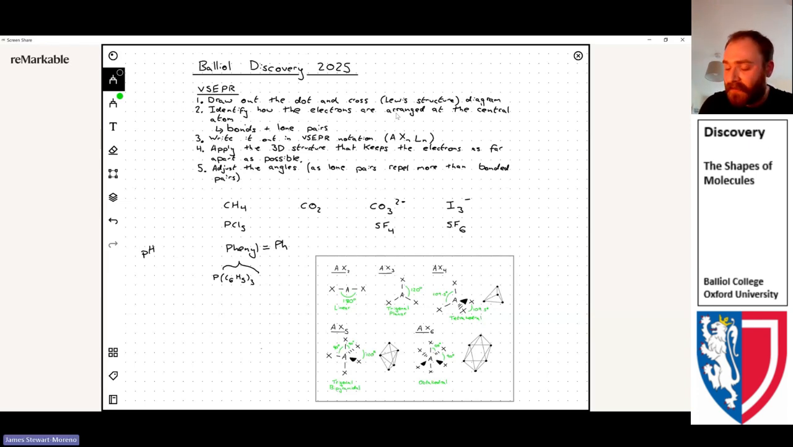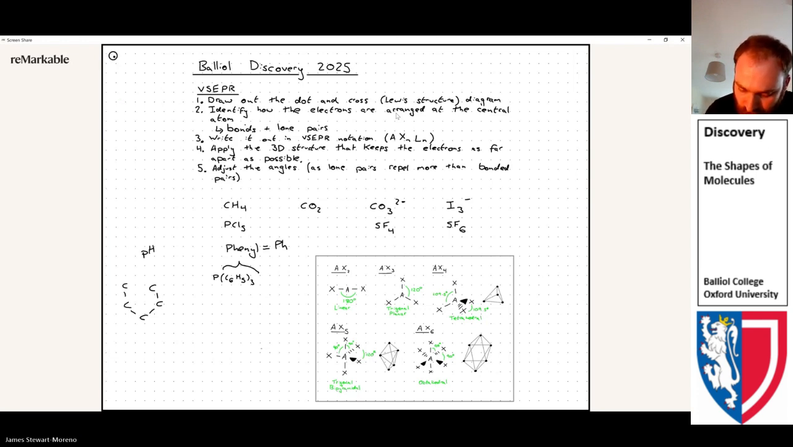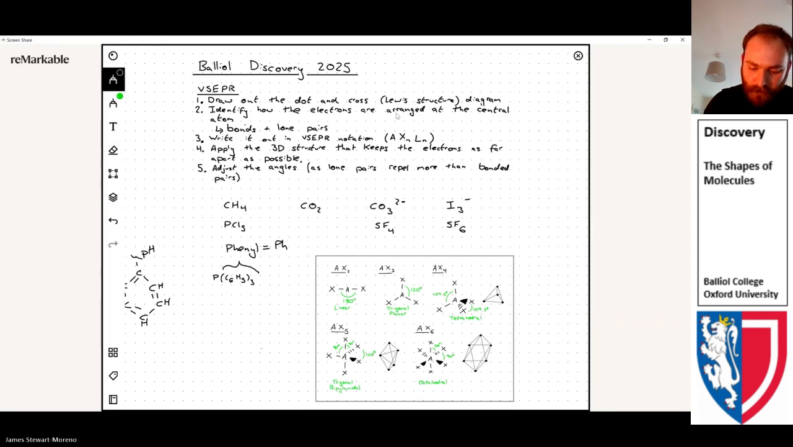So the phenyl group is basically, you will have it like this, with alternating single and double bonds, CH, CH, CH, CH, C, and then whatever. Just remove that really quick.